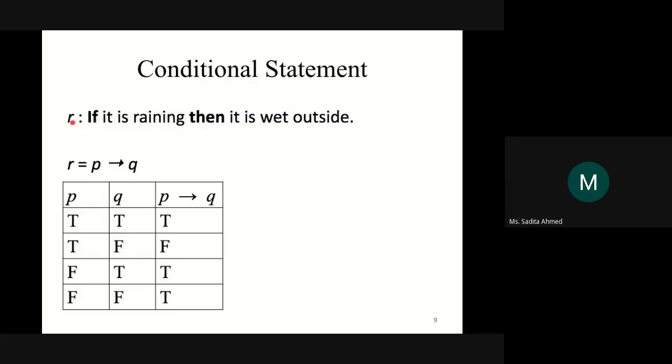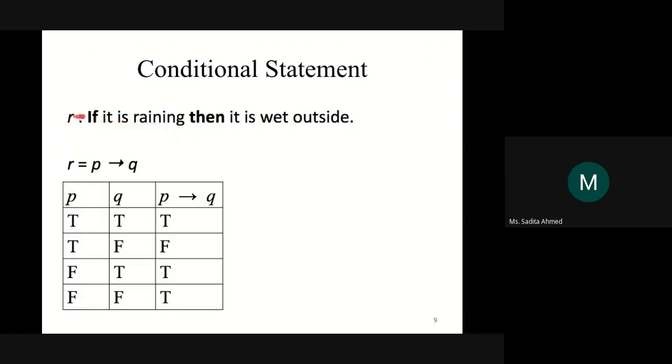Now, let's say we have a new statement. If it is raining, then it is wet outside. Say that you have this proposition. If it is raining, then it is wet outside, represented by the propositional variable R.